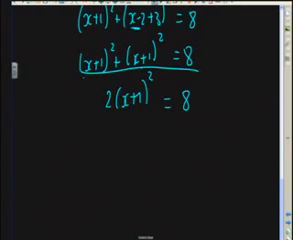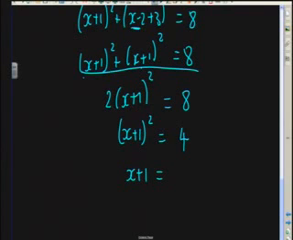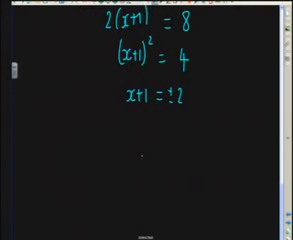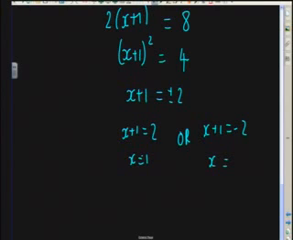But that's 2(x + 1)². Divide through by the 2, so I get (x + 1)² = 4. We're looking for x, so we square root both sides. Guys, if you don't like this method, you can multiply it out from here and do it the normal quadratic way. So square root both sides, the square root of 4 is plus or minus 2. So therefore x + 1 = ±2. So x + 1 = 2 will give us x = 1, or x + 1 = −2, which gives you x = −3.